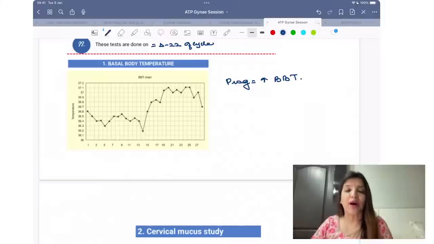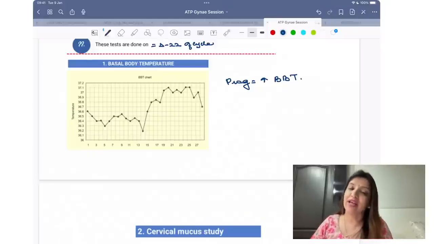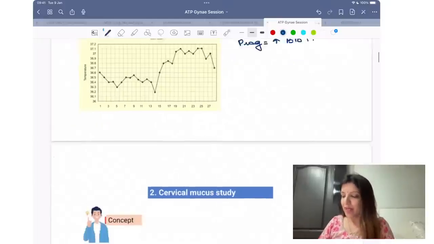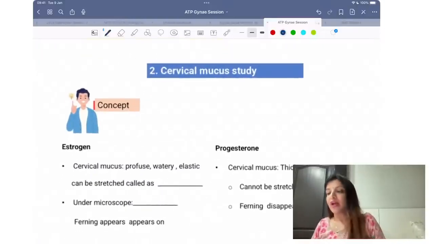Right? That is why अगर आप any female around the mid cycle, if her basal body temperature increases, it means that she is ovulating. If her basal body temperature doesn't increase, that means she is having anovulatory cycles. Number 1. Number 2 test is cervical mucus study.